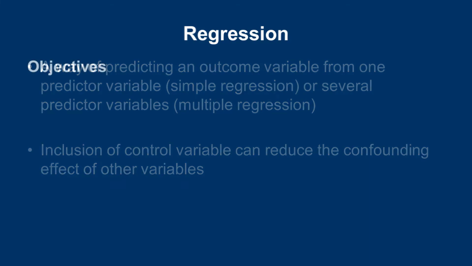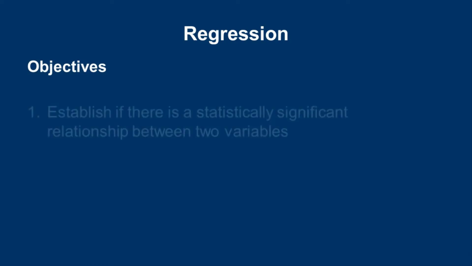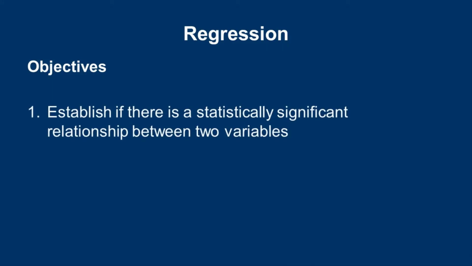The main objectives of regression analysis can be maybe summarized by two main objectives. First, regression analysis allows us to establish if there's a significant relationship between variables. The second one would be also based on regression analysis. We can also develop some forecasts for future observations.